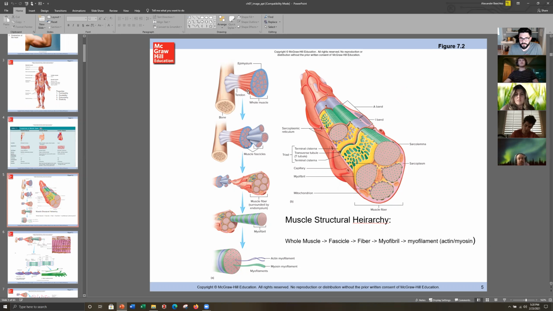But this epimysium out here can be broken down into muscle fascicles. Each of these fascicles is going to contain multitudes of muscle fibers. Now remember, the muscle fibers are muscle cells.